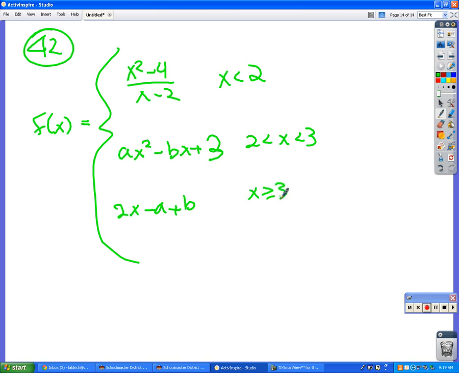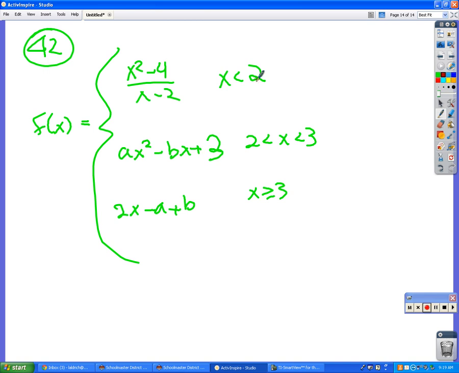All right, ready? Okay, so for it to be continuous at 2, what has to be true about the value of this function and the value of this function? They have to be the same.